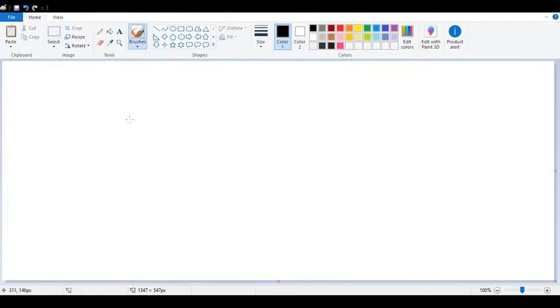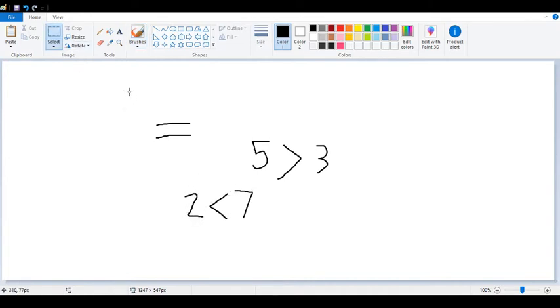And just a bit of a few symbols to work with. That's an equal sign. It means what's on the left is exactly the same as what's on the right. Now for inequality symbols, this means that whatever's on the left is more than what is on the right, like 5 more than 3. And this means that what's on the left is less or lower than what's on the right. So that's 2 less than 7. Okay? I think you get the idea.